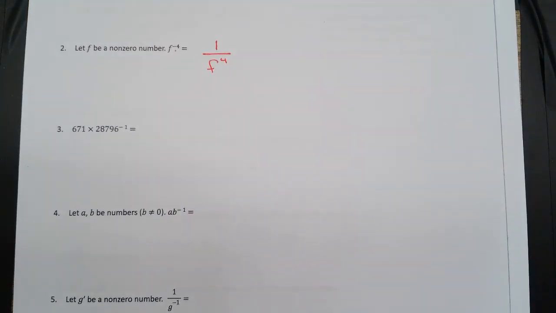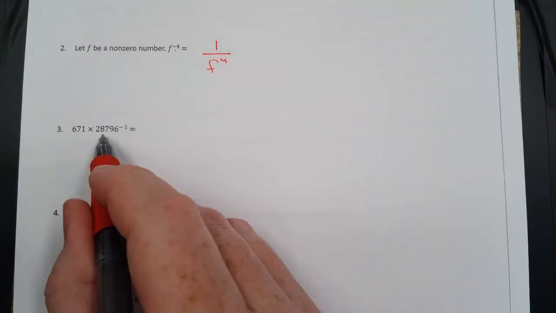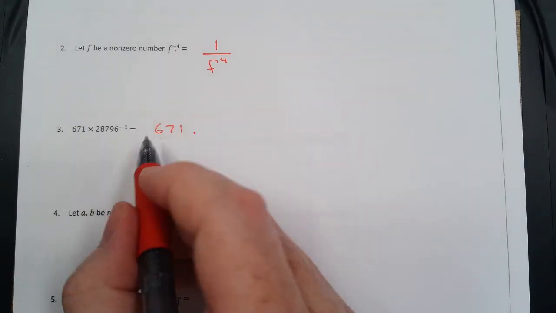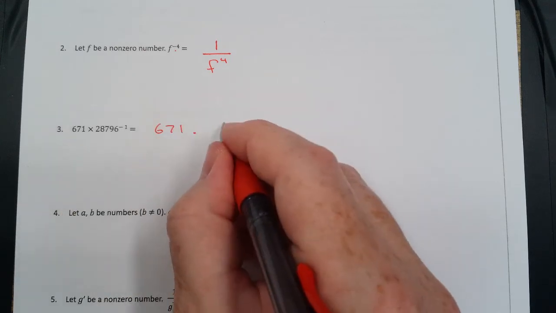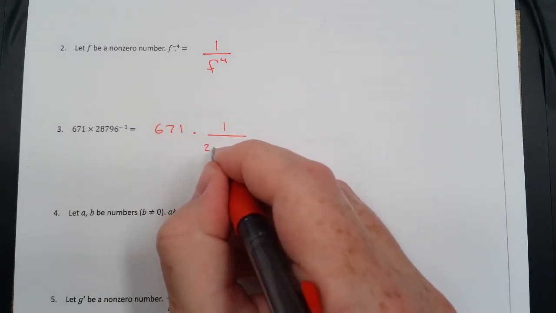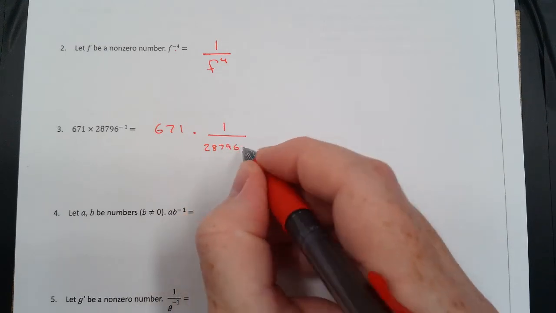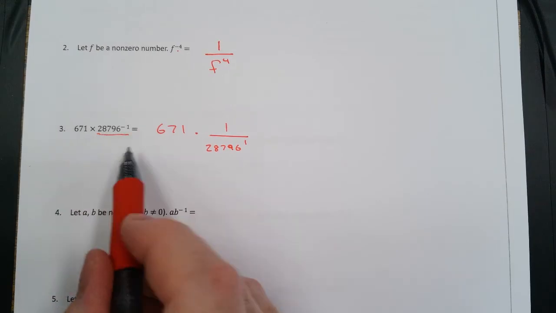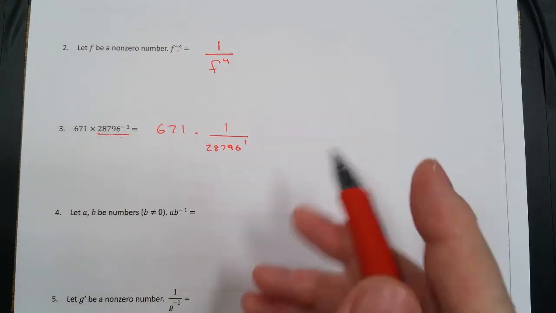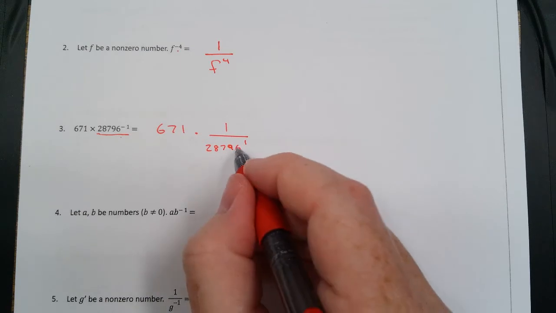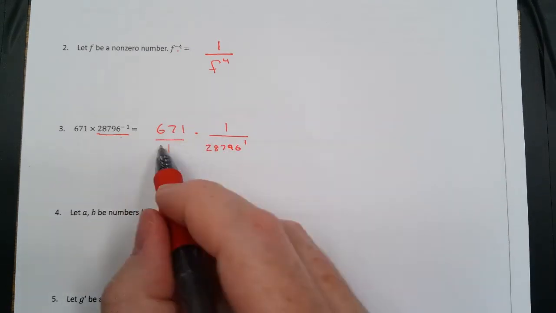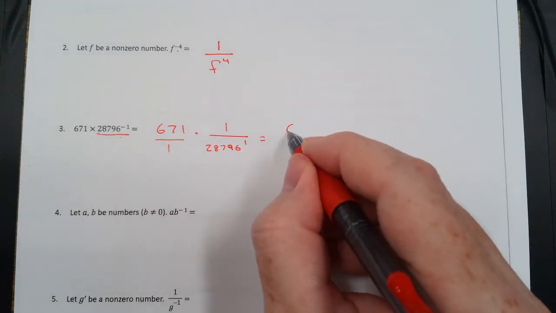Number 3, only one of those numbers has a negative exponent, so we're only going to change this one. The 671 is going to stay the same, but this one, the base and the exponent move to the denominator, and the exponent turns positive. Now you can still simplify it a little bit more. This is a fraction, so make the other one a fraction. Just put it over 1. Multiply straight across.